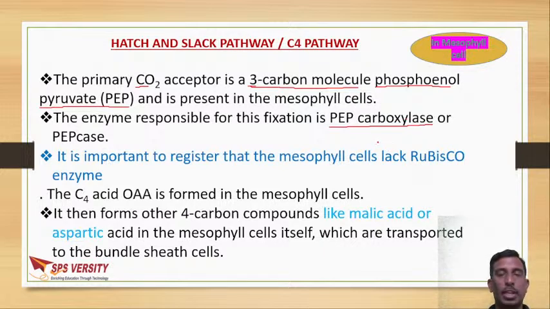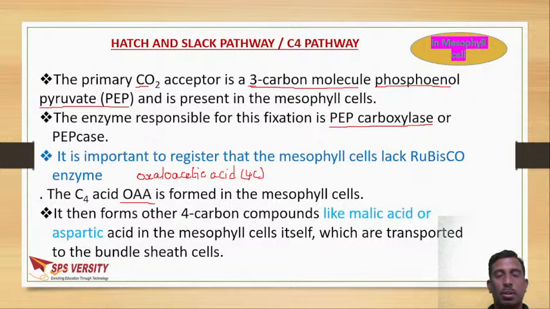मेसोफिल सेल्स में रुबिस्को नहीं रहता, PEP carboxylase रहता. Due to this, CO2 combining with phosphoenol pyruvate will get a 4-carbon compound, named oxaloacetic acid. So, पहले reaction में CO2 with PEP phosphoenol pyruvate will lead to formation of oxaloacetic acid, which is a 4-carbon compound. इसलिए इसको क्या बोलते हैं कि C4 cycle.